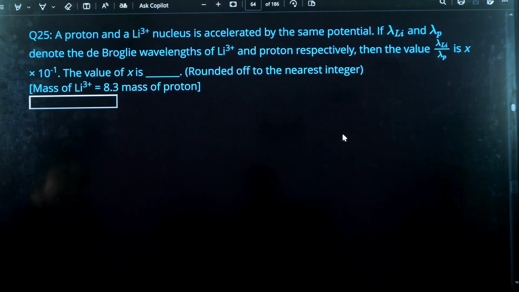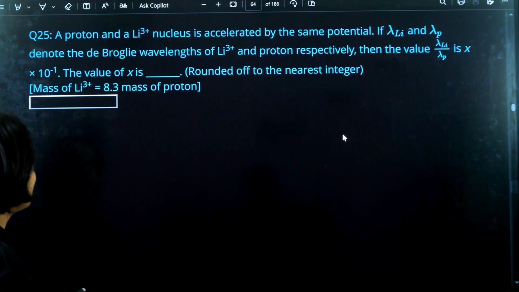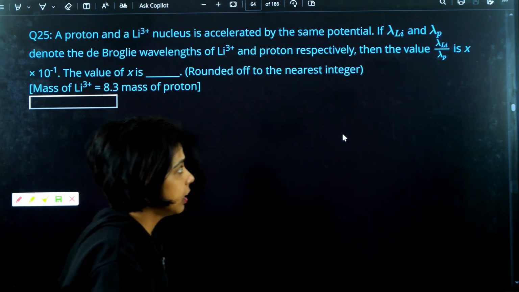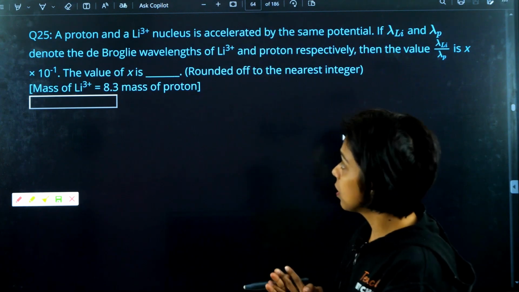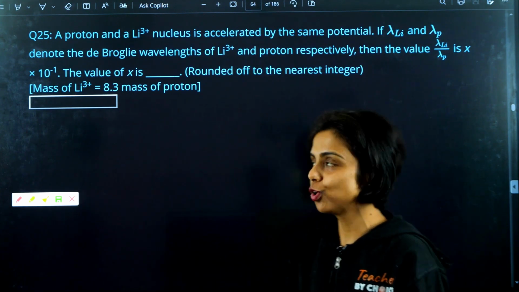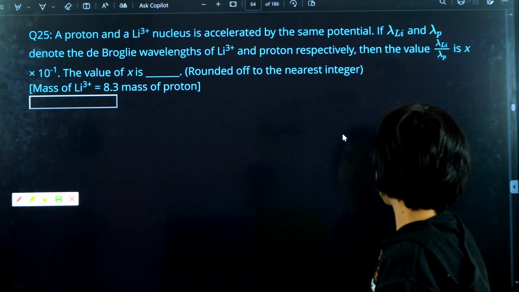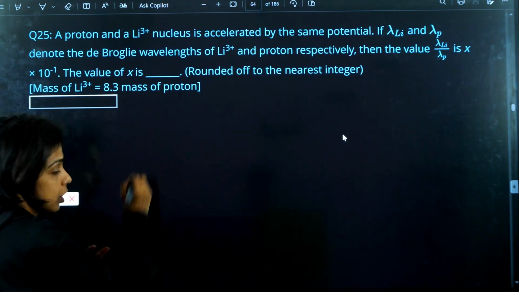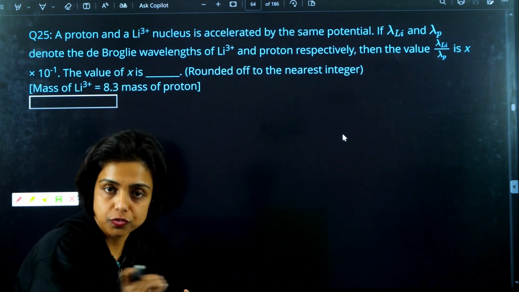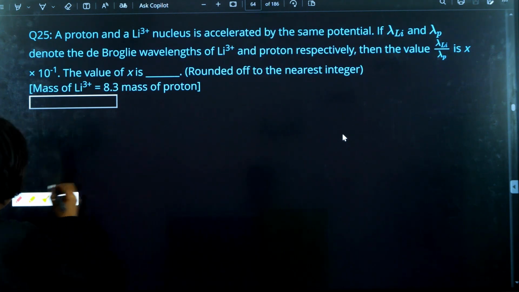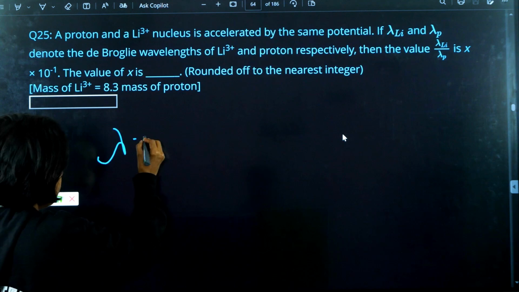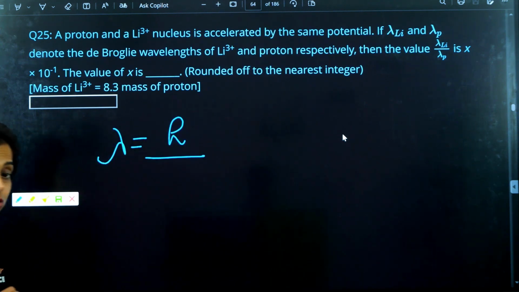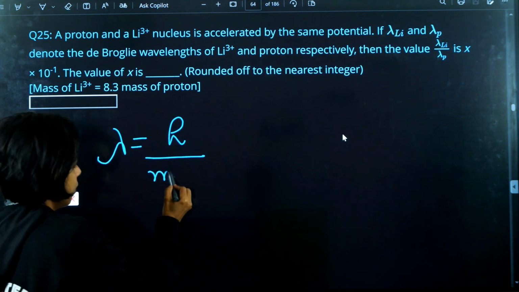The last question, yes. A proton and a lithium ion nucleus are accelerated by the same potential. If lambda for lithium and lambda for a proton denote the de Broglie wavelength, so the question is based on the de Broglie wavelength of lithium and the proton respectively, then the ratio. Okay, guys. So let me tell you, if a charge Q is accelerated through a potential difference of V volts, what is the de Broglie wavelength? Lambda is equal to h by mv, that is the de Broglie wavelength.